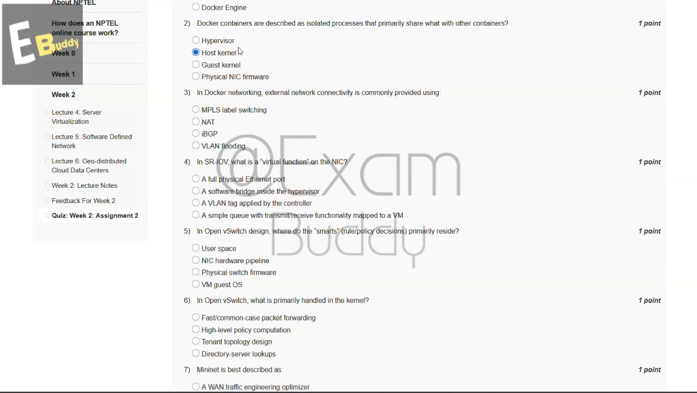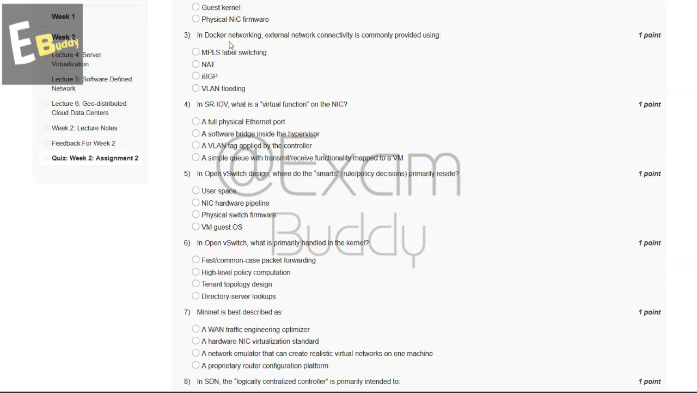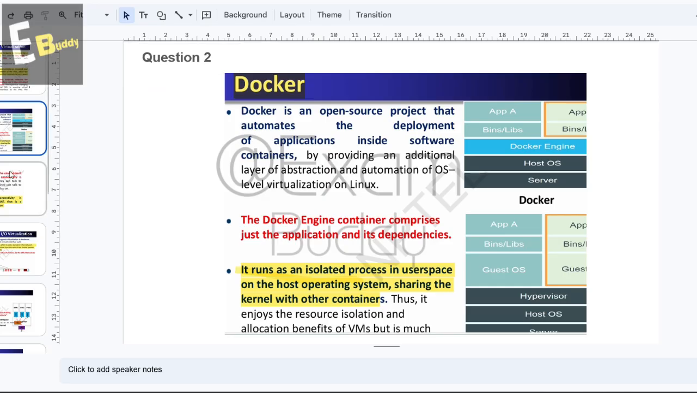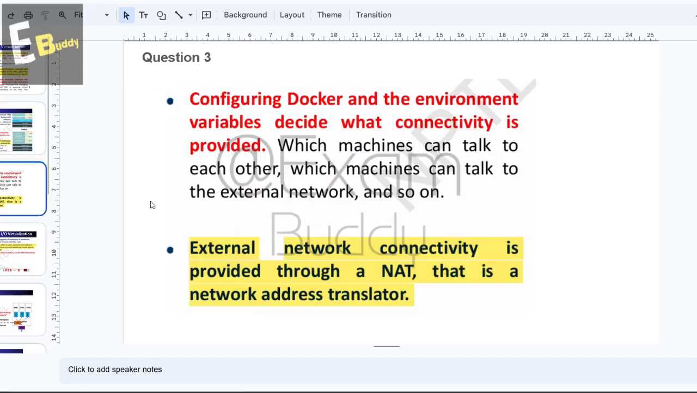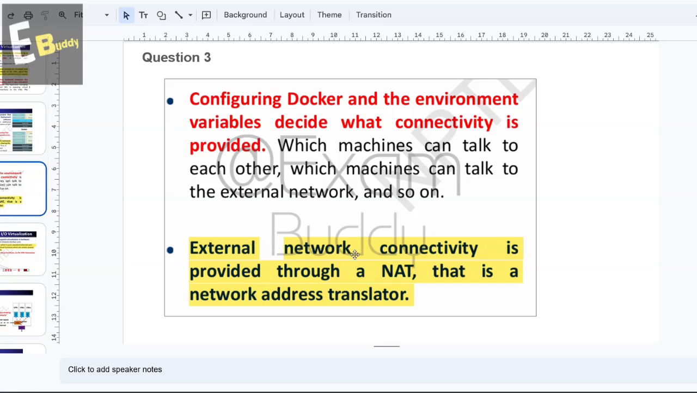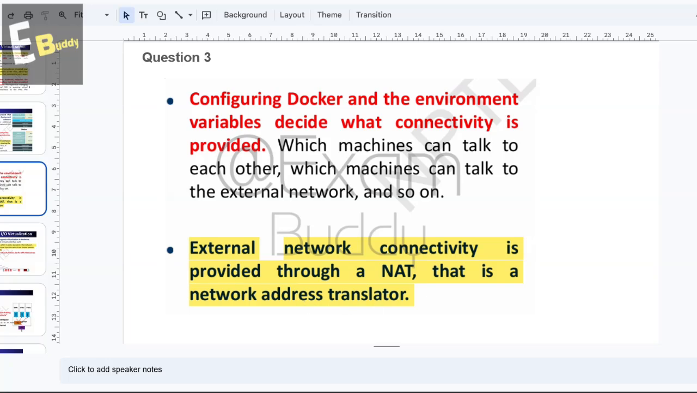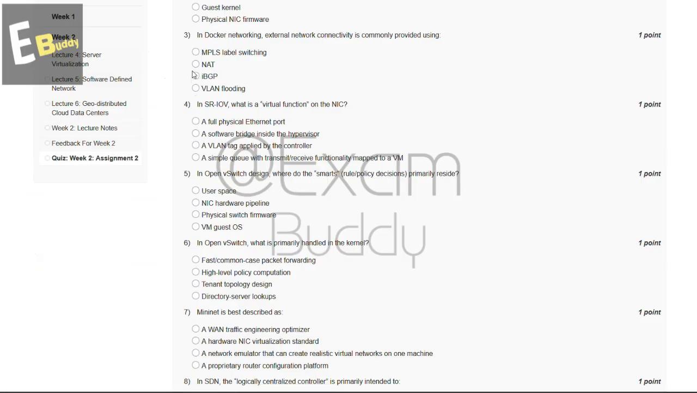And now let's go to our question number 3. In Docker networking, external network connectivity is commonly provided using? So these are the options, and now let's check the explanation. The explanation says external network connectivity is provided through a NAT, that is, a network address translator. So the answer for our third question is B, NAT.